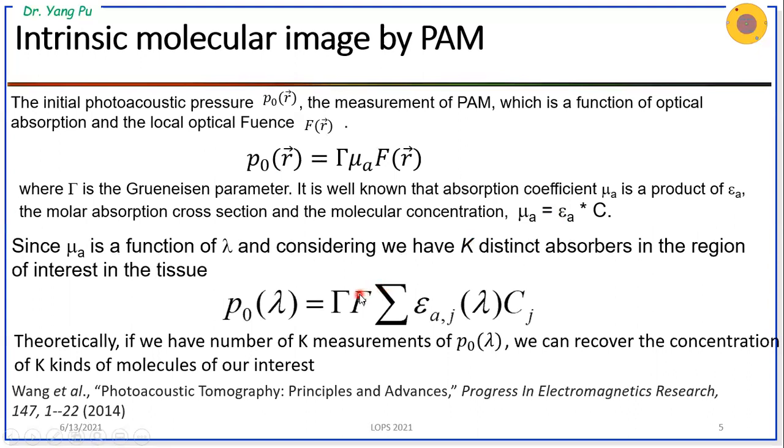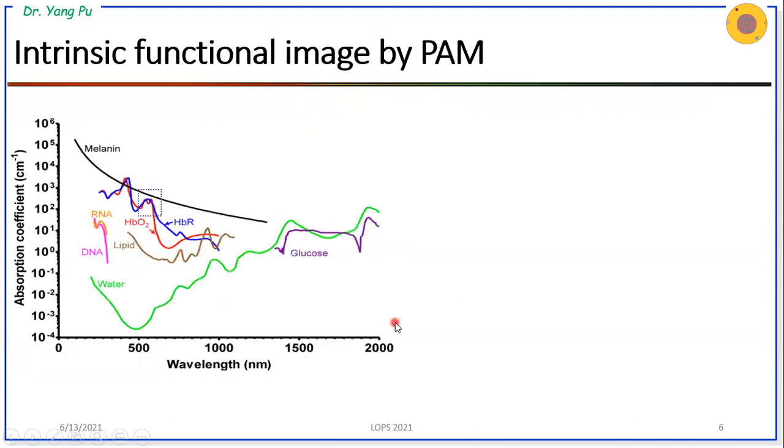So we can do K different time measurement of photoacoustic at different wavelengths to get the concentration C_j for each molecule based on our pre-knowledge of molar absorption cross-section epsilon for each chromophore at different wavelengths lambda. It is well known that the main chromophores in the biological tissue are water, hemoglobin, deoxyhemoglobin, lipids, DNA, and melanin. Each has distinctively different absorption spectrum at the local maximum peak. So we can quantitatively image the concentration of each molecule by choosing local maximum peak of molecule of our interest, at which the absorption coefficient is much larger than other molecules.